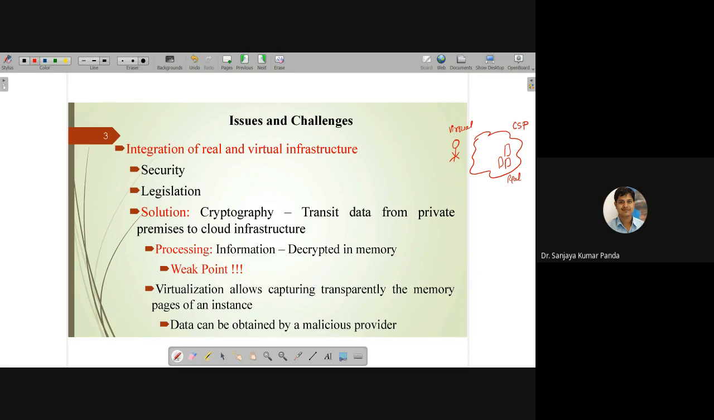Obviously, the traditional solution is the cryptography mechanism. Cryptography says that you can encrypt the message, and you can decrypt the message.